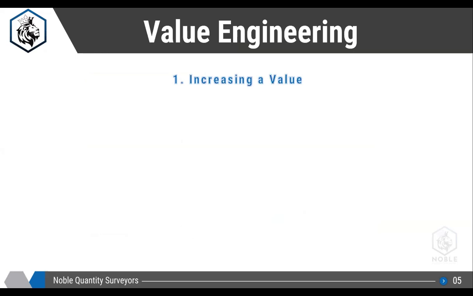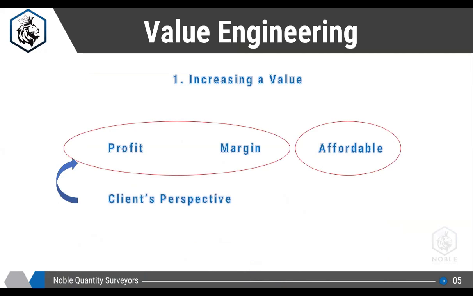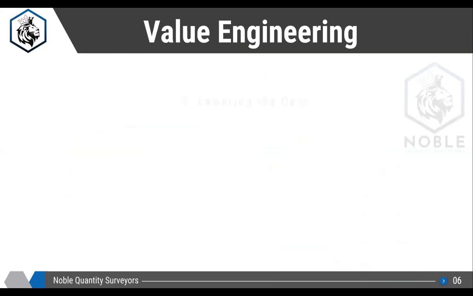The first one is increasing the value. Okay, the profit and margin and affordability I've already explained. This is the client's perspective and this is the customer's perspective. They always need affordability. As a customer, I need affordable things, and for clients, it should be profit and margin. They need more profit and margin. Okay, so how will you lower the cost?